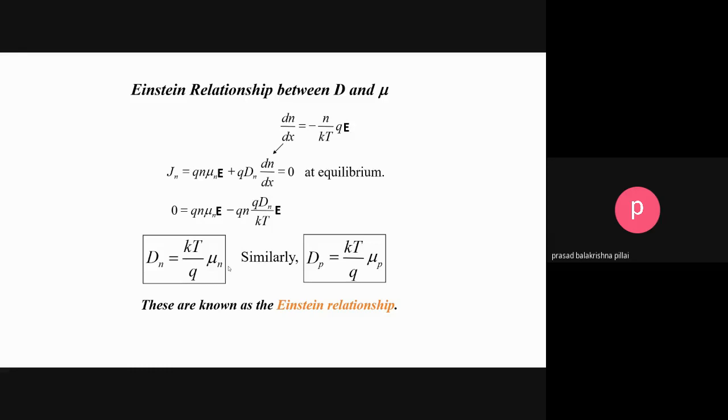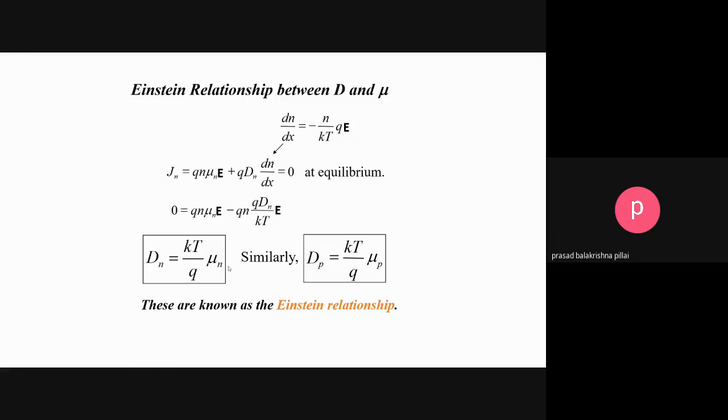But what happens is, when the electrons or the holes are diffusing, they will cause a change in the electrical neutrality. So a built-in electric field will be created, which in turn will cause a drift current in the opposite direction. So at equilibrium, these two will get cancelled, and there will not be any net current.